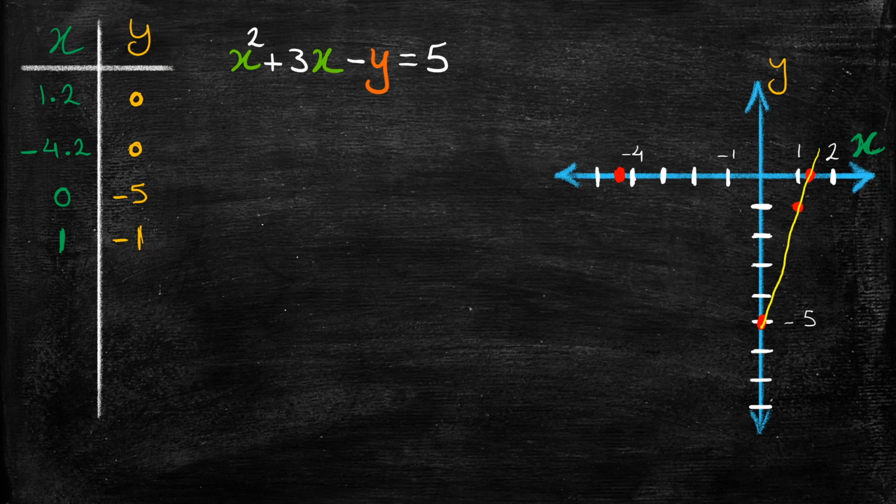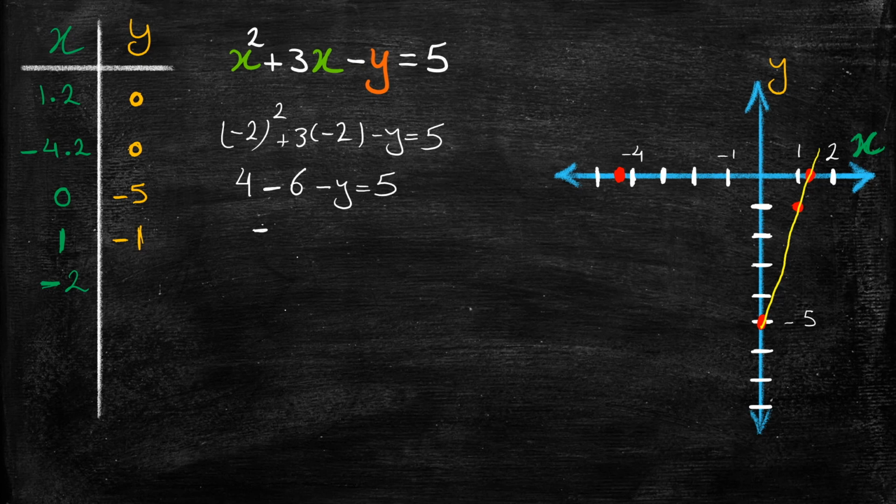Let's give it the point -2 to x. So substituting x as -2. -2 to the power of 2 plus 3 times -2 minus y equals 5. So -2 to the power of 2 is +4. 3 times -2, -6, minus y equals 5. So 4 minus 6, that's -2, minus y equals 5.